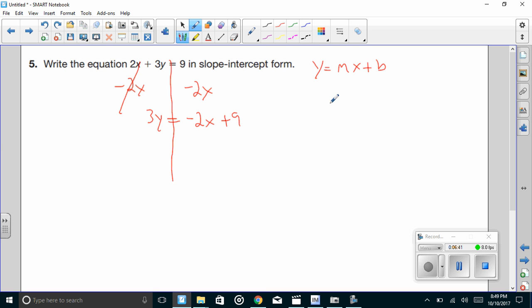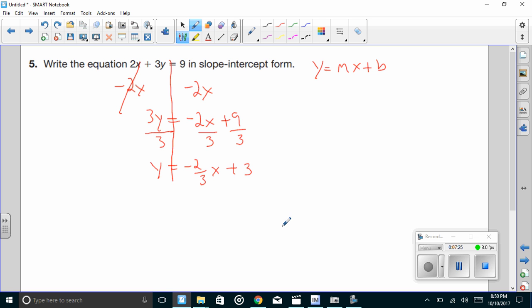So we're almost there. We almost got it saying y equals mx plus b. So our next step is to divide by 3 all the way across. All right, and that's going to get us y. The 3's will cancel out there. That's going to get us y is equal to negative 2 over 3x plus 3. So the negative 2 divided by 3 is negative 2 over 3x. 9 divided by 3 is 3.